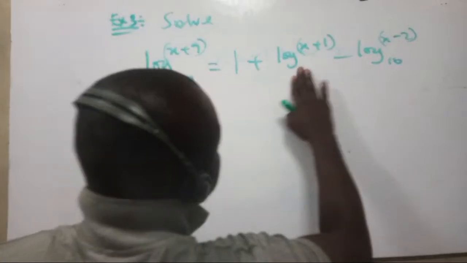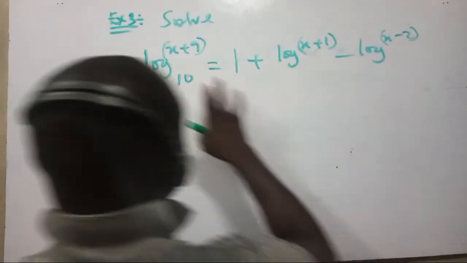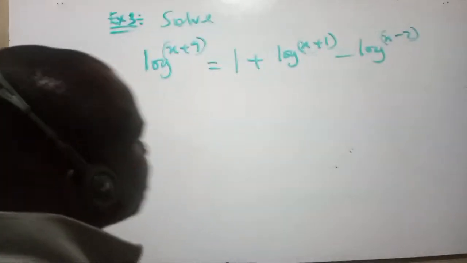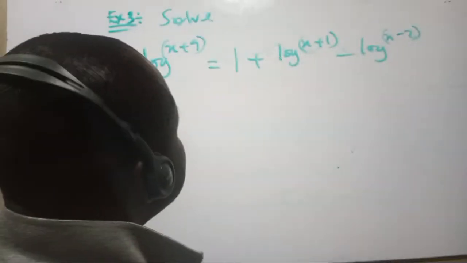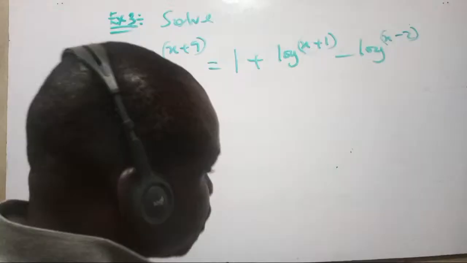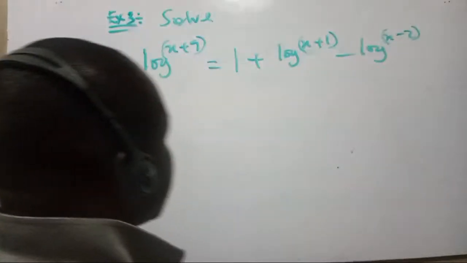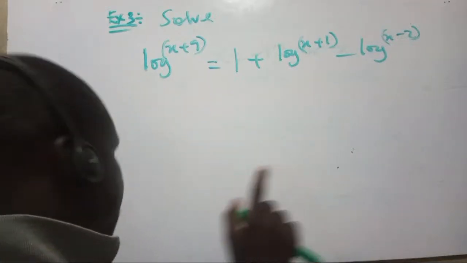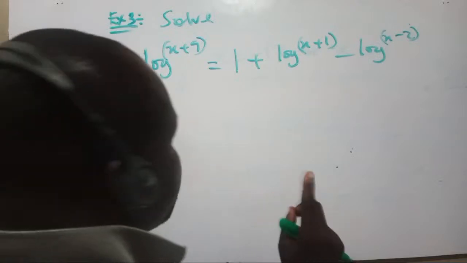Even if you are not given the base, let me just clean the base. If you are not given the base, you assume the base to be 10, because that has been the standard. If you have a common logarithm, not a natural logarithm, without a base, you assume the base to be 10.